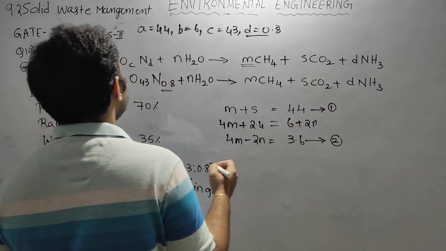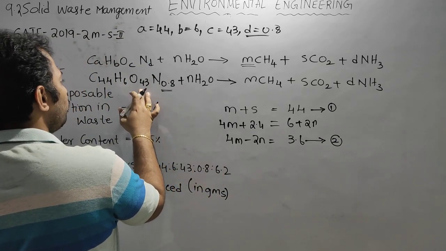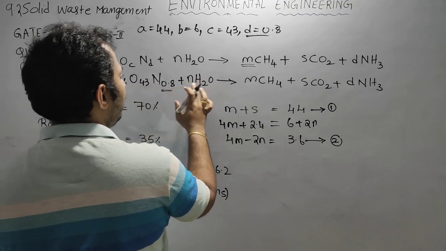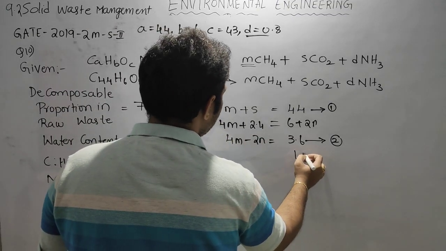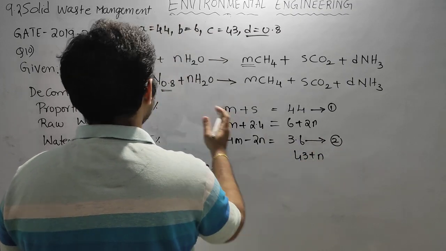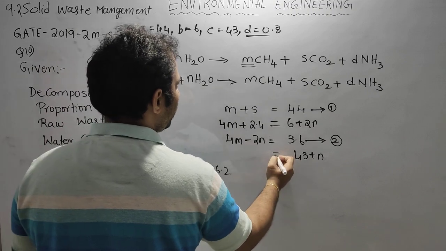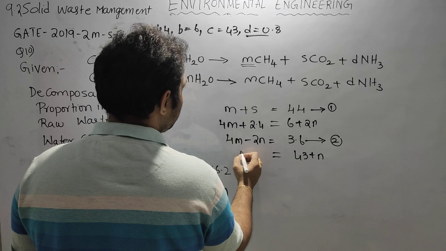So let us write equation number 3 also, for oxygen. How many oxygens are here? 43 plus n into O, that is n oxygens. So 43 plus n is the number of oxygens on the left hand side. On the right hand side it is 2s, simply 2s.